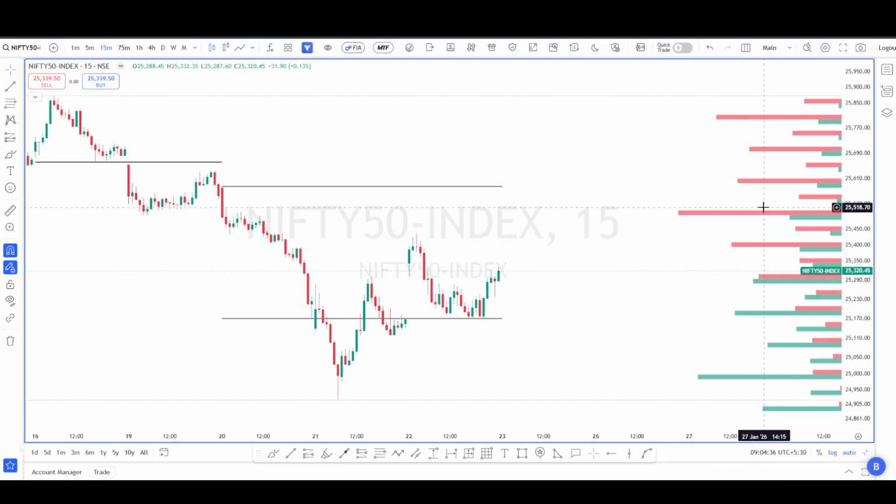Now we'll discuss what we can expect in Nifty 50, Bank Nifty and MIDCAP. We'll also do option analysis and open interest analysis. So first we'll start with Nifty 50.